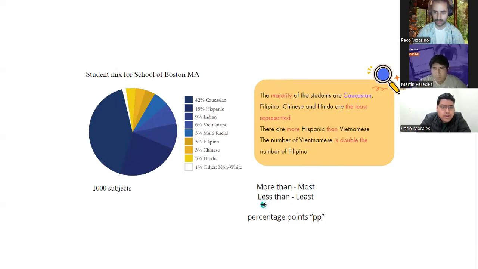You can say this is less than this, or there are more of this than this. So, para hay más que o hay menos que, se usa more than and less than. Y en superlativos, most is superlative of more and least is superlative of less. Least represented es los menos representados.